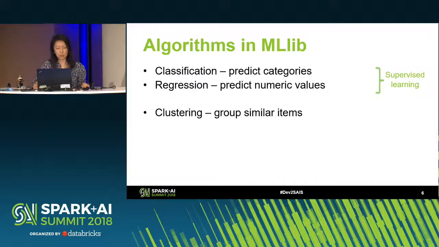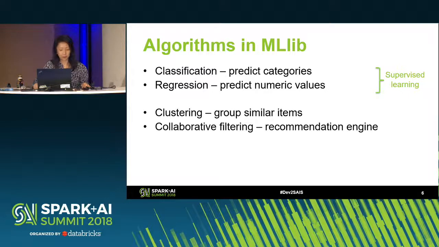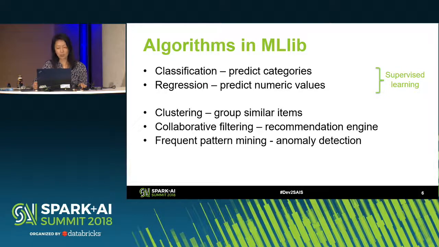Clustering algorithms are used to group similar items. For example, if you have a collection of shapes of different colors, different sizes, you can pass it to the model, and the model could group it by size or by color or by shape. Collaborative filtering is typically used in recommendation engine. So people who are similar to you like this movie, therefore you are probably going to like this movie. And frequent pattern mining can be used in anomaly detection or basket analysis, like people who buy dry dog food typically also buy wet dog food.